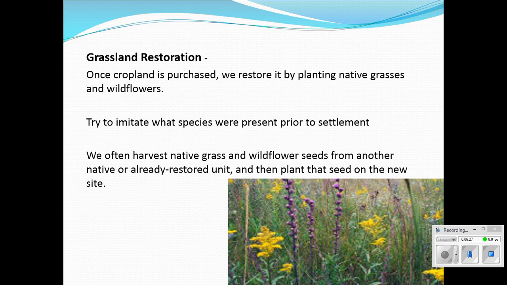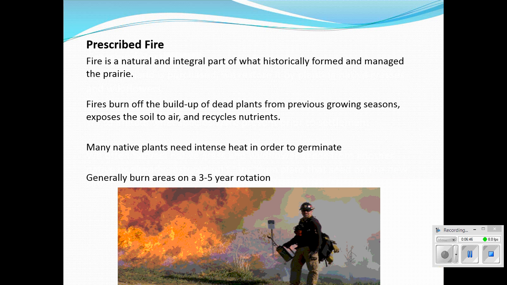And they often harvest native grass or wildflower seeds from other native or already restored units. And then they plant those seeds on the new site. So it's totally natural. It's really cool. I got all of this information from their website. So if you want to know more about it, just talk to me and I'll give you the website.